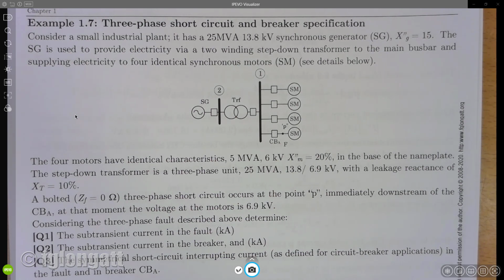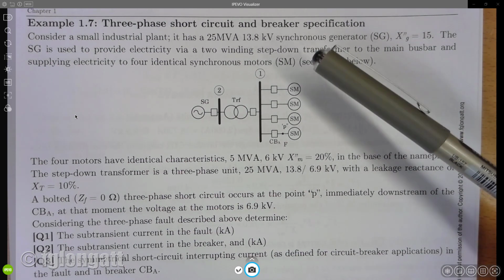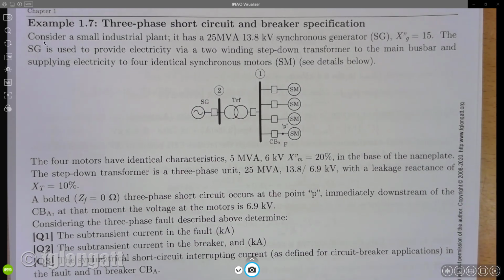we are calculating three-phase short circuit currents, but then we are planning to use that current in order to specify the circuit breaker. Okay, let's see what is happening here. Let's consider, let me use this pointer, probably is better. Consider a small industrial plant, and it has a 25 MVA 13.8 kilovolts synchronous generator, SG.